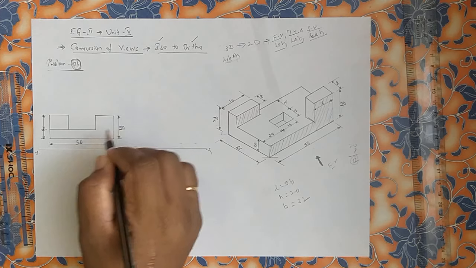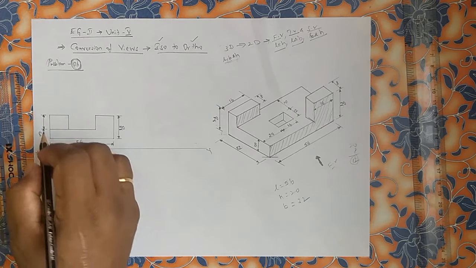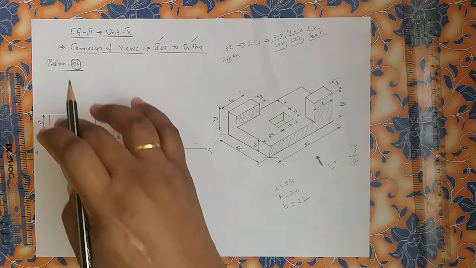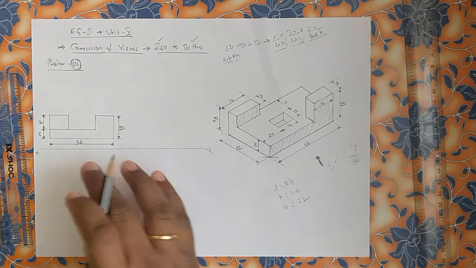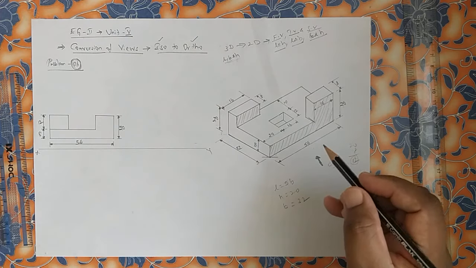Total height is 20, but here see this height is 8, 20 minus 8, 12. Like this we can show, but here we are not supposed to show the distances. Actually here we are showing total length. That will be good.